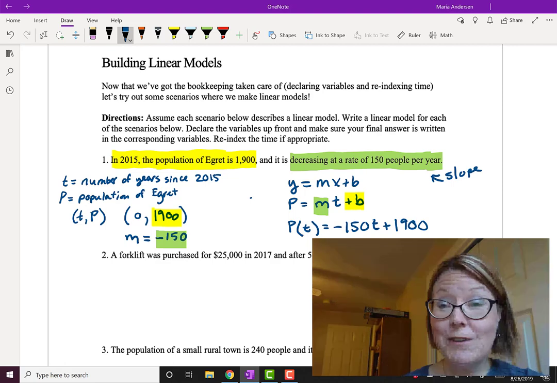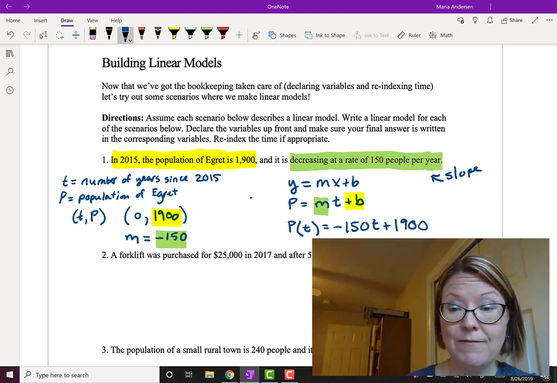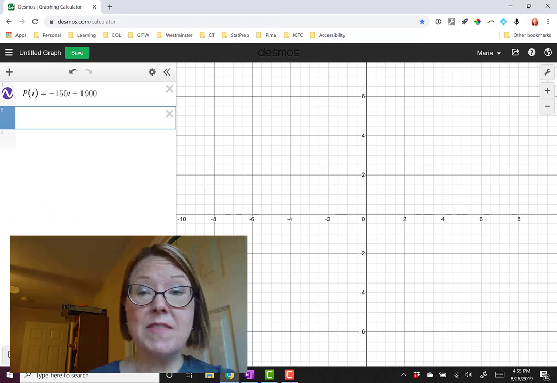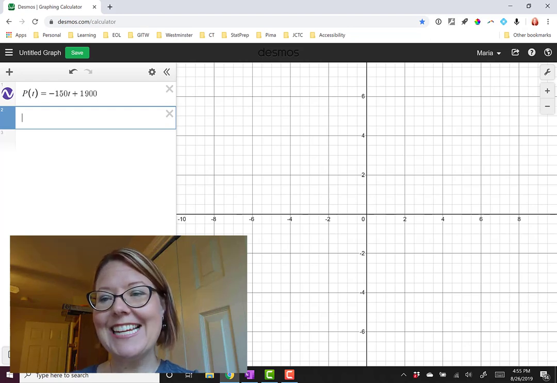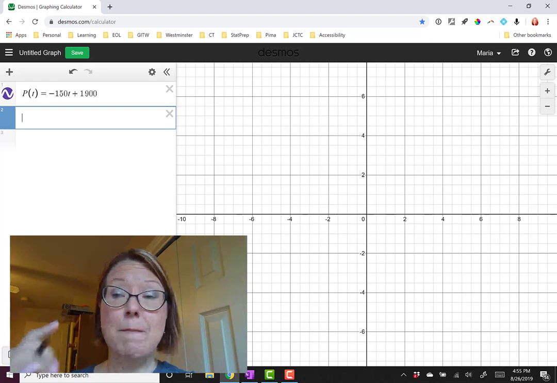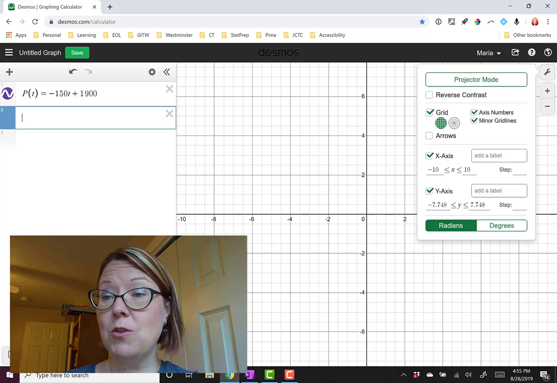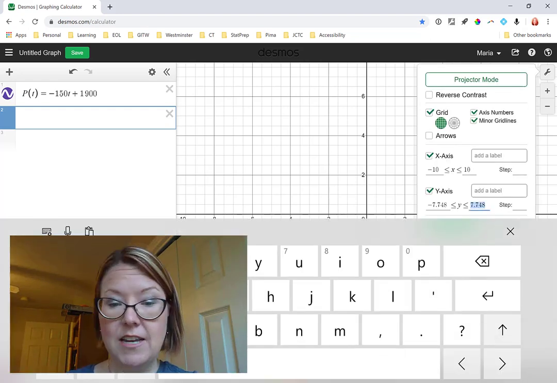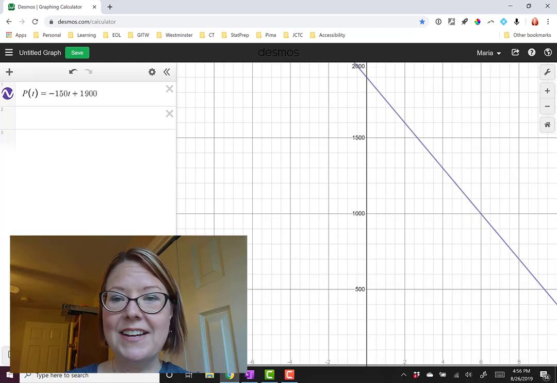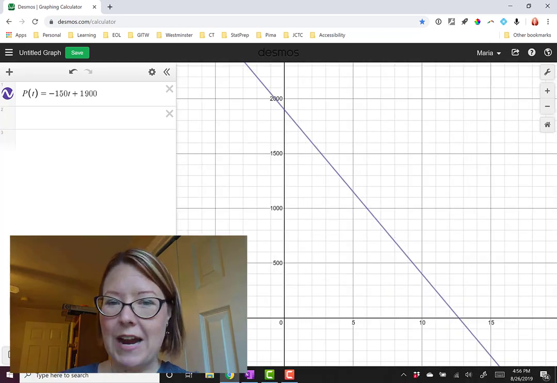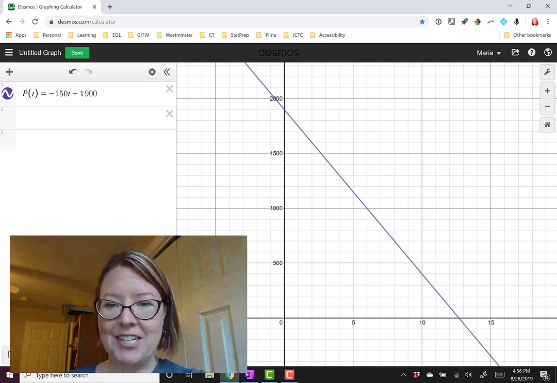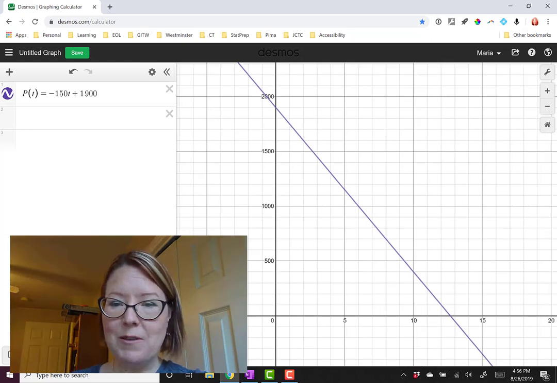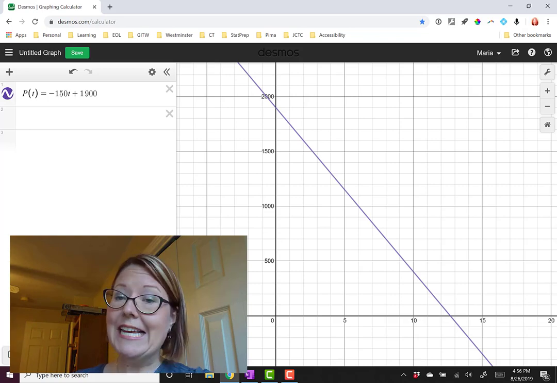If you want to make sure you've done it right, you can always jump over to Desmos and give the graph a try. Now, when I put this graph in, if I'm in the home screen of Desmos, I'm not going to see anything yet, and that's because the starting population is 1900. I need to get the y-axis to be much, much bigger. I'm going to go into that wrench menu on the right-hand side of the screen and change the y-axis to be something more like 2000. Now I can see a graph that's linear with a y-intercept of 1900, and it's decreasing, so the slope is negative, that should be correct. And if this decrease in population continues, somewhere between t equals 12 and t equals 13, egret will be no more.